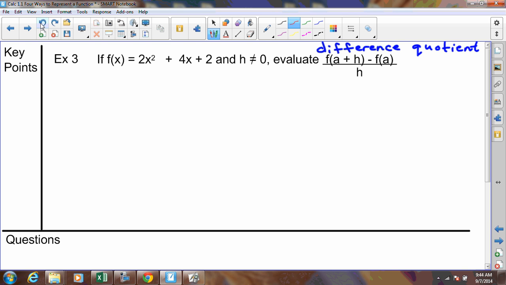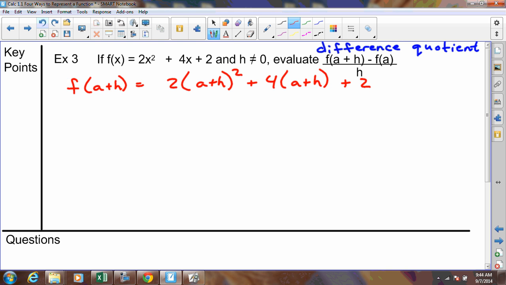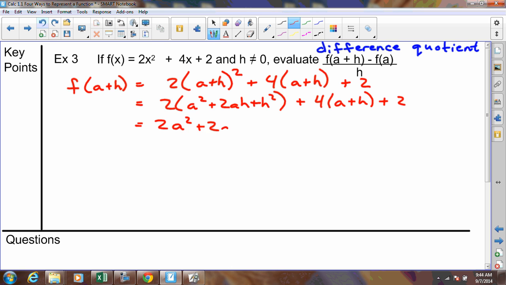We need to do f of a plus h, but we'll use a plus h to replace every single x, so 2 a plus h, replacing the x, plus 4 a plus h, replacing the x, plus 2. And let's start expanding all this. A plus h squared is a squared plus 2ah plus h squared. Using the distributive property, then, on both sets of parentheses, we could expand it by getting 2a squared plus 4ah plus 2h squared plus 4a plus 4h plus 2.